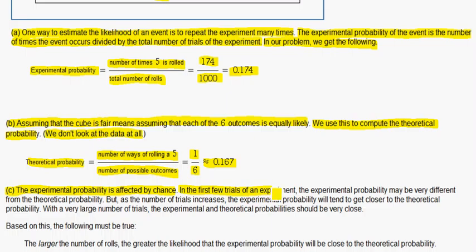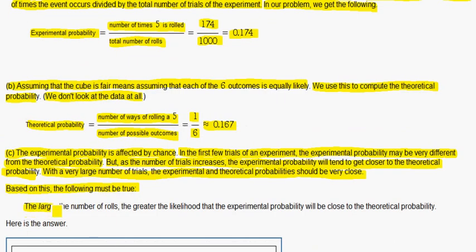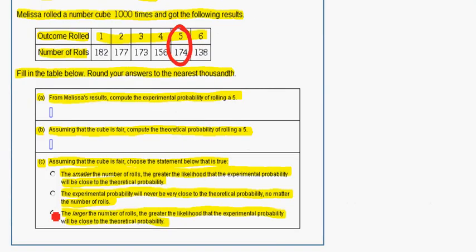In the first few trials of an experiment, the experimental probability may be very different from the theoretical probability. But as the number of trials increases, the experimental probability will tend to get closer to the theoretical probability. With a very large number of trials, the experimental and theoretical probabilities should be very close. Based on this, the following must be true. The larger the number of rolls, the greater the likelihood that the experimental probability will be close to the theoretical probability. So the third statement was true.